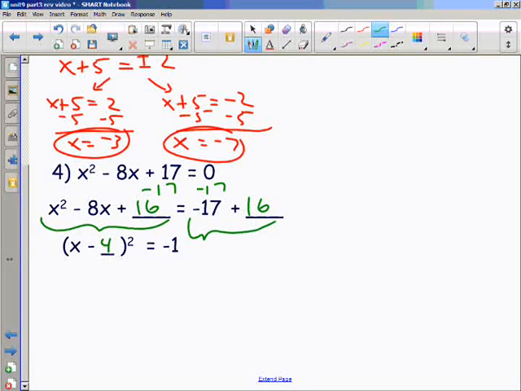And to undo this, this is like the previous slide, we have to square root, and this is where the problem comes in. You can't take the square root of a negative without another set of numbers called complex or imaginary. So we get x minus 4 equals the square root of a negative number. There's no real solution there, so we would simply say no real solution.